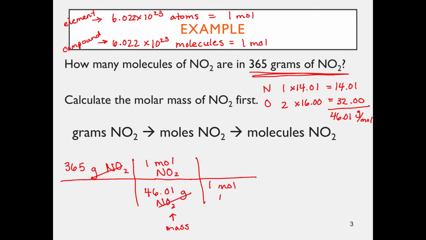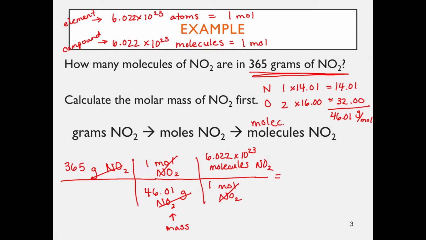So now we can go ahead and continue our train track here. We have 1 mole of nitrogen dioxide is equal to 6.022 times 10 to the 23rd molecules of nitrogen dioxide. And make sure you don't abbreviate molecules M-O-L or M-O-L-E. Sometimes I'll abbreviate it M-O-L-E-C, but at that point you might as well just write out the whole thing. If you shorten it anymore, people are going to think you're writing moles.